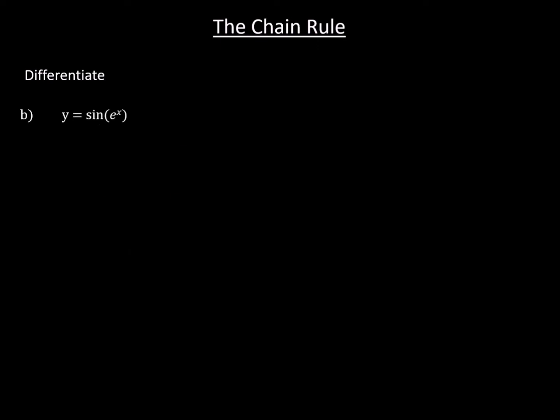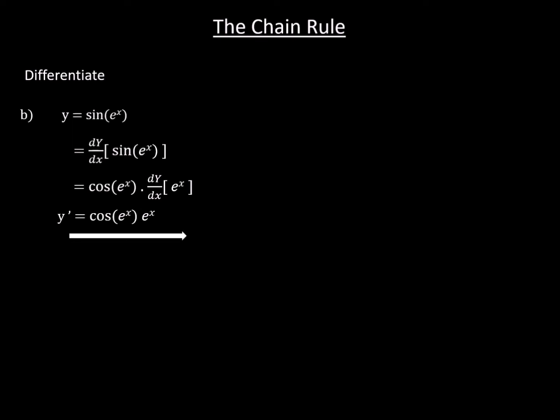Now let's do b, sin of natural log to the power x. We first add the derivative notations. Here again, we need to apply the chain rule, because this trig function is a function of a function. When applying the chain rule, we multiply the derivative of the outer function with the derivative of the inner function, and get our final answer of cos of natural log to the power x times natural log to the power x.